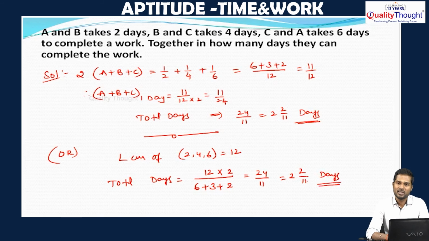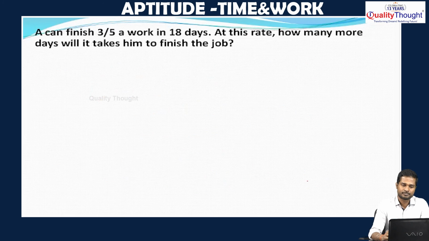So A B, B C and C A worked as pairs, and individual days are given as per the pairs. But instead of that, if A, B, C work together, in how many days can they complete the work? Take the LCM of all the given values and multiply it by 2, because everybody is working 2 times. So 24 by 11, which is 2 2 by 11 days, is what ABC will take to complete it.